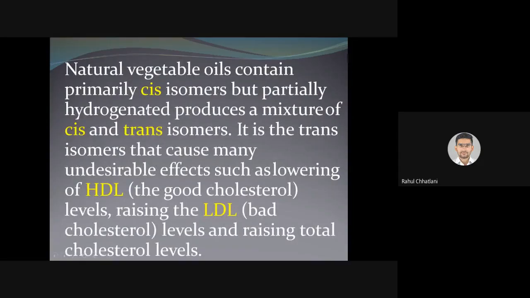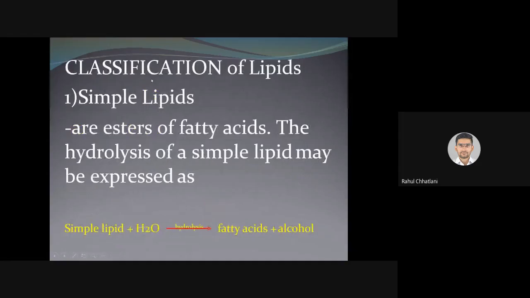Yes, from these studies it is known to us. Which were the main things? Cotton, peanut, sesame. These are the main sources of the fatty acids through which we can regulate our lipids or lipid profile in the body. Coming to classification of fatty acids or classification of lipids.